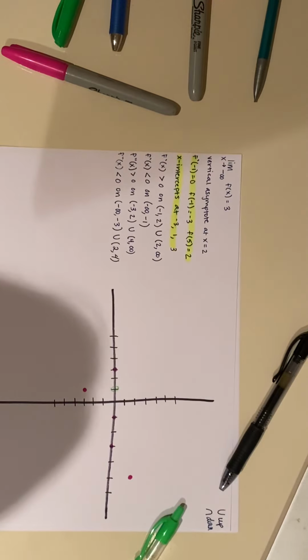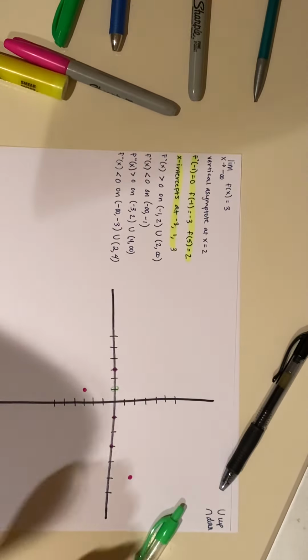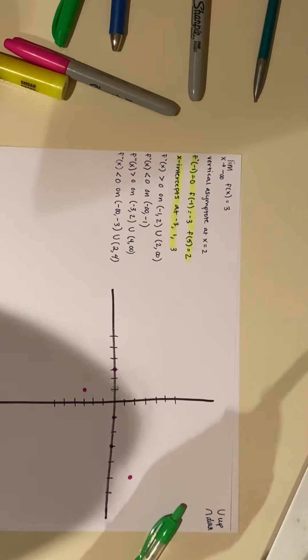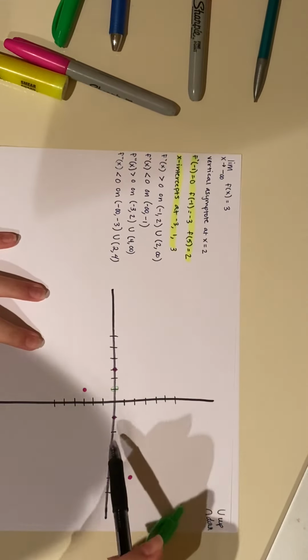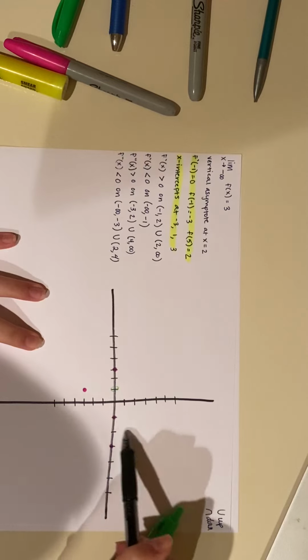And next I want to look at the vertical asymptote, which is at x equals 2. So x equals, it's going to be an x value. It's going to be right along here.